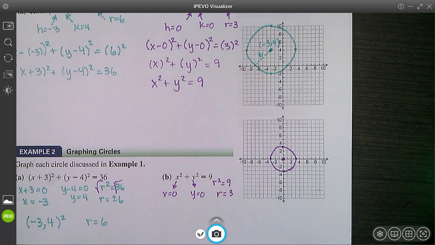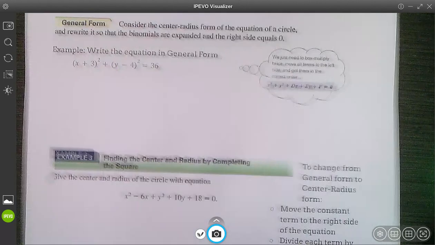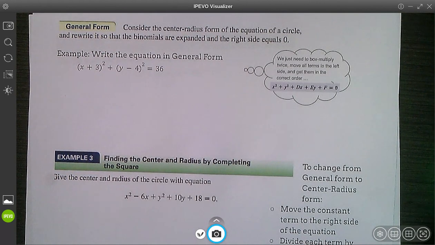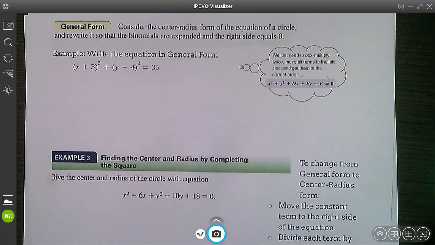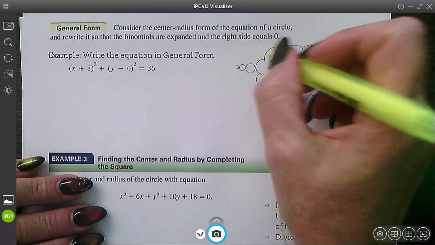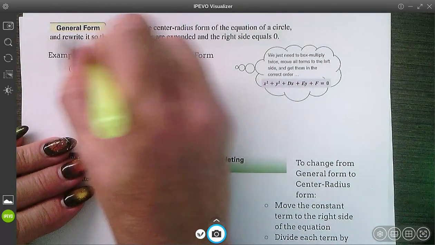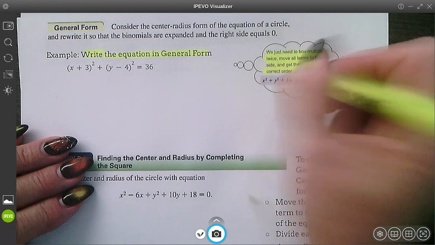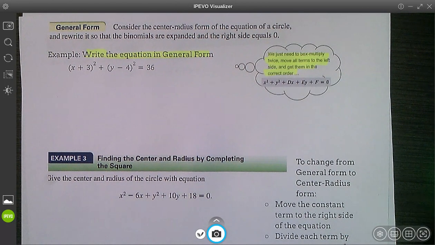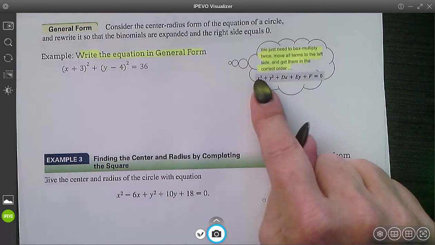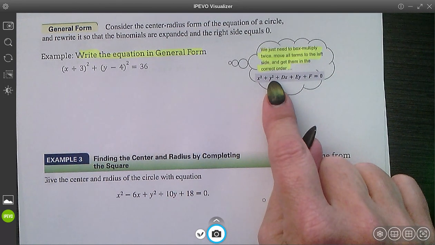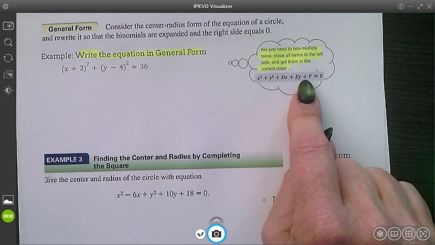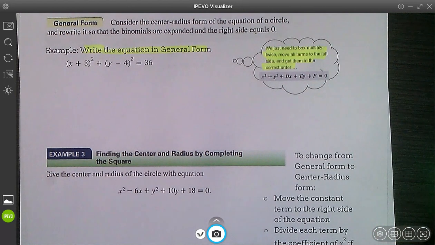Easy peasy. Now there is another form called general form. In general form, everything is multiplied out and the right side is equal to 0. So all we're going to do to write the equation in general form is we are going to box multiply twice, move all the terms to the same side, and put them in the correct order, which means the x squared will go first, then the y squared, then the plain x term, the plain y term, the constant term, and then it's all going to equal 0.